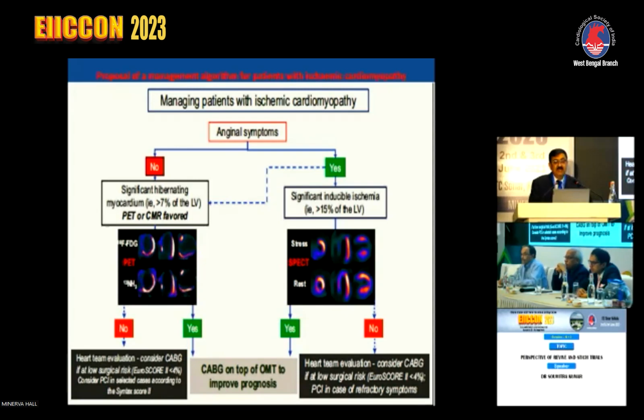If anginal symptoms are there and there is significant inducible ischemia, more than 15% of the LV, yes, again straight away go for CABG on top of OMT. If no, again heart team evaluation, CABG for low surgical risk, EuroSCORE 2 less than 4%, PCI in case of refractory symptoms if CABG is not indicated or refused.